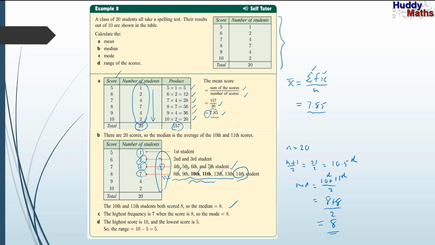Okay, so what is the mode? We've got to go through, let's tidy this up a bit, go through and find the one that occurs most frequently. So the highest frequency is 7. So the mode is the value that has a frequency of 7, which is the number 8. So now we want the range. The range is the highest score minus the lowest score. 10 take 5 is 5. Okay, so we could write the range out as 5.